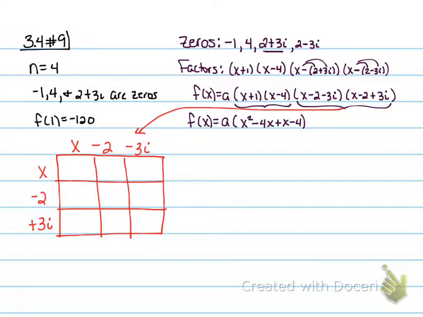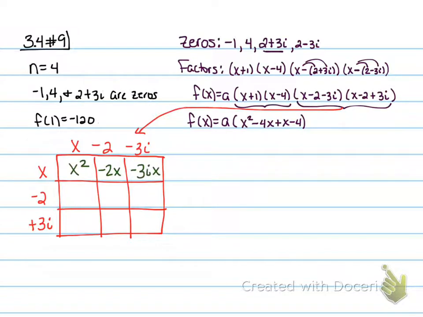And so what we do is we're going to multiply for this first column here, this first box. We got first row, first column, so we're going to multiply x times x, and it's going to give us what we're going to put in there. So we got x squared. And then I'm going to go across, so now I'm going to take this -2 times the x, and that's going to give me my -2x. And then -3i times x will give me -3ix.